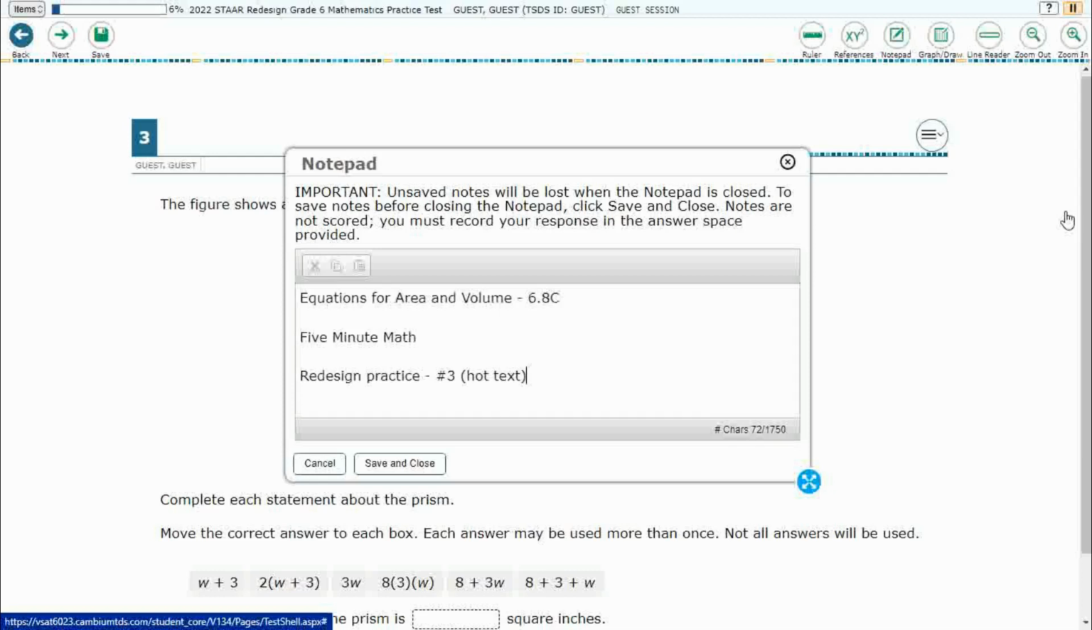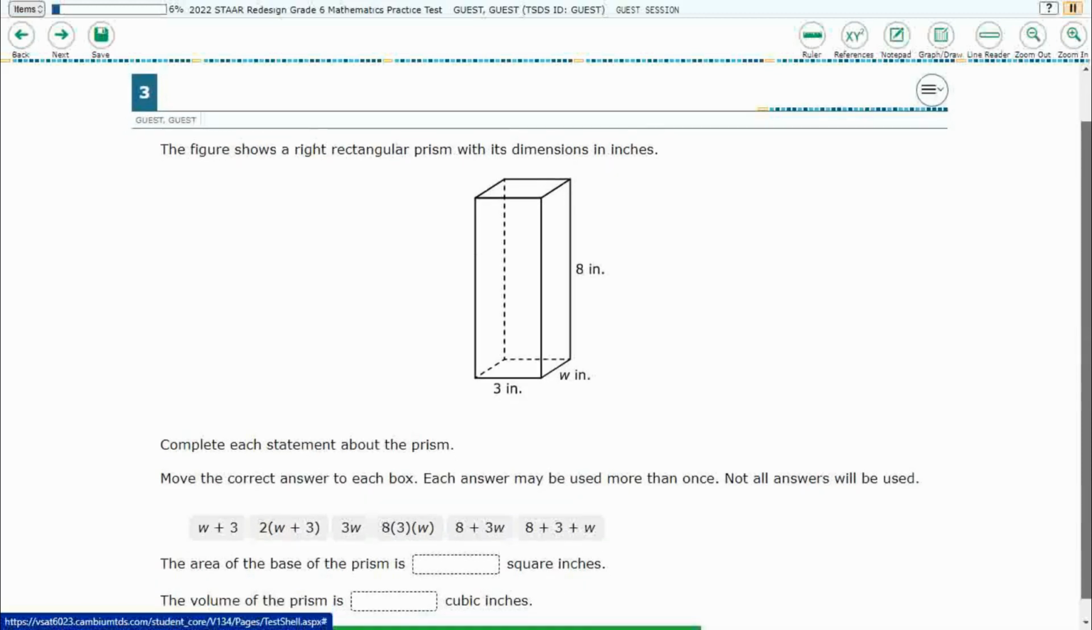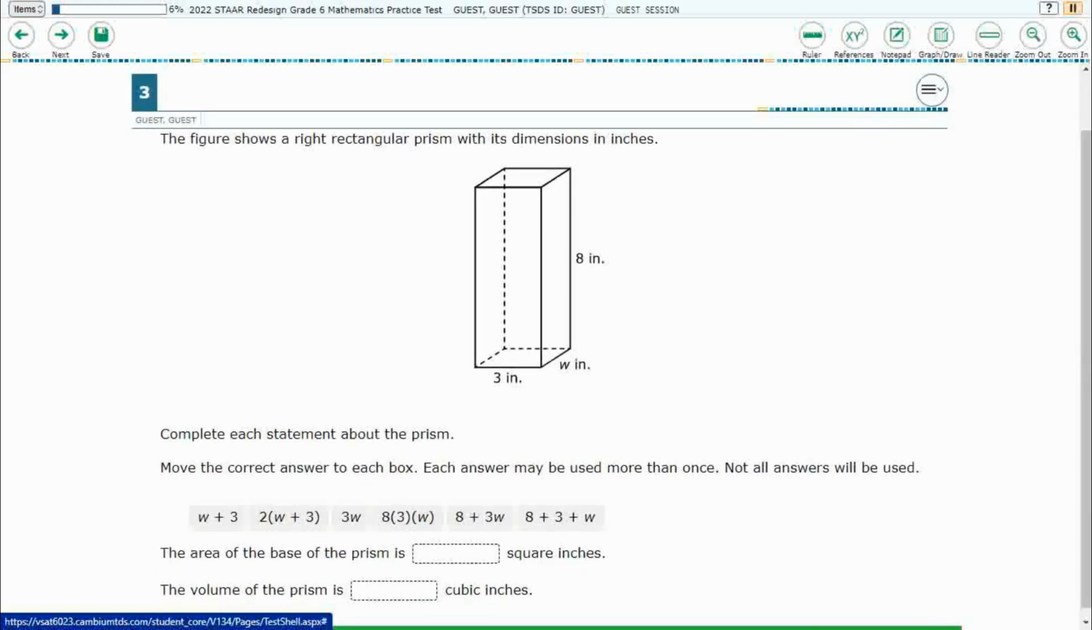Today we are looking at the 6th grade concept of equations for area and volume. This is standard 6.8c in the great state of Texas, and we are using item number 3, which is a new item type called hot text, off the Redesign Practice Online STAAR test. If you haven't done so already, please go ahead and take a moment to pause the video, work this problem out on your own, unpause it, and we will look at our answers together.